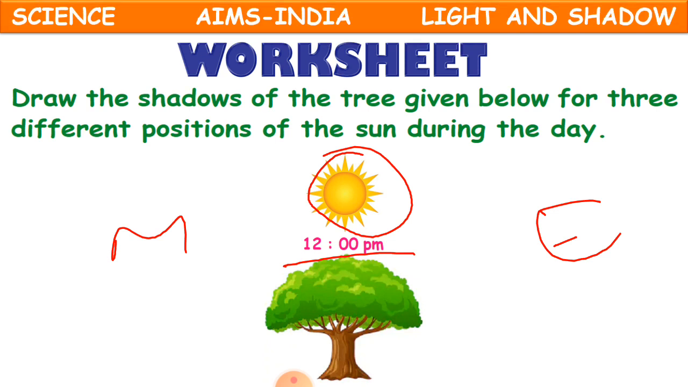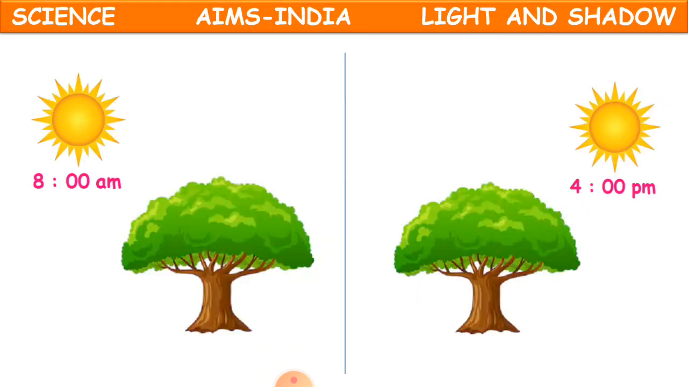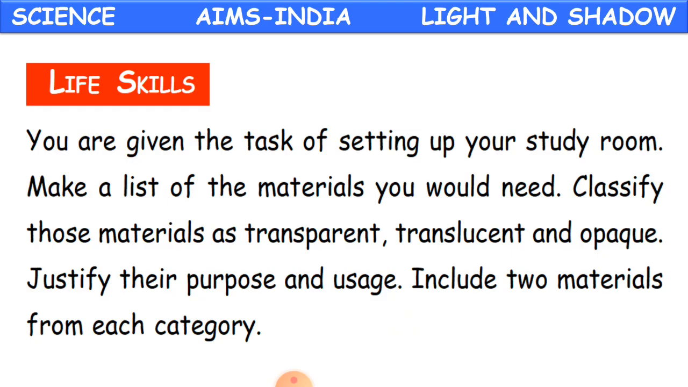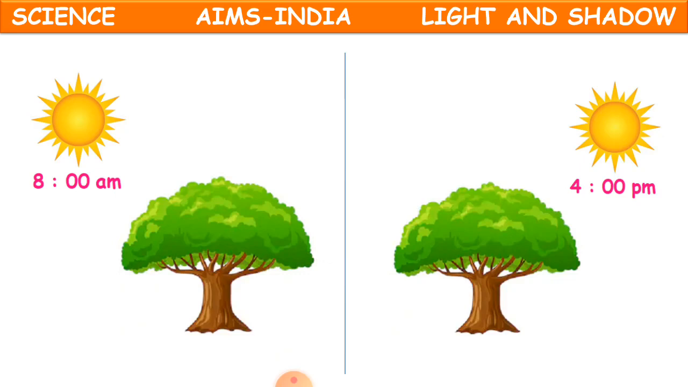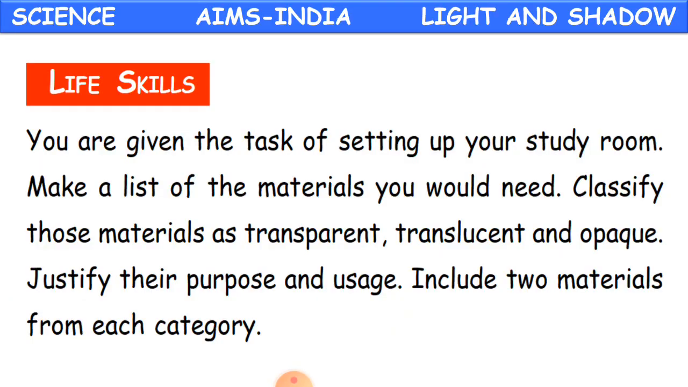Okay, children, clear? So here you have 8 o'clock, 4 o'clock. So you have to just draw how exactly the shadow looks at 8 in the morning, 4 in the evening, and also in the mid-afternoon. Clear, children? This is your worksheet now.